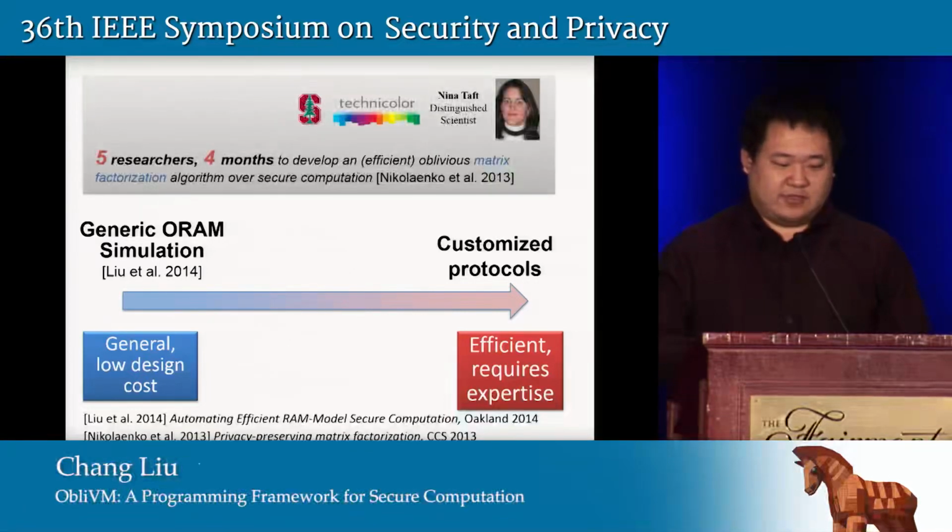For example, we talked to Nina Taft, our collaborator, and had a private conversation about their paper on private matrix factorization published at CCS 2013. She mentioned to us that it took a team of 5 researchers about 4 months to implement everything. That is more than 1.5 research years, so that was a big effort.